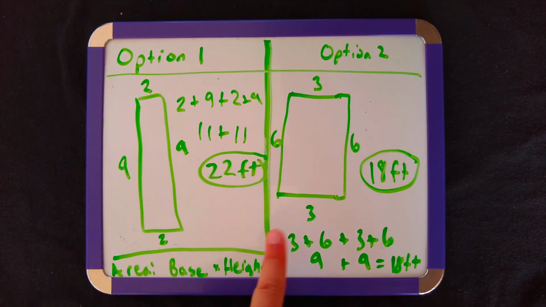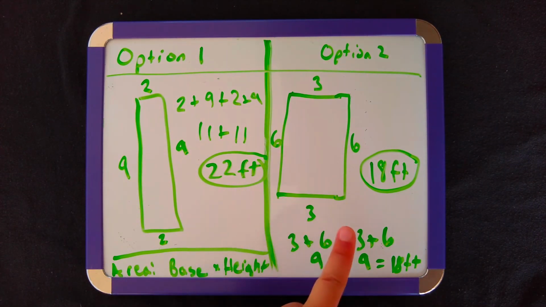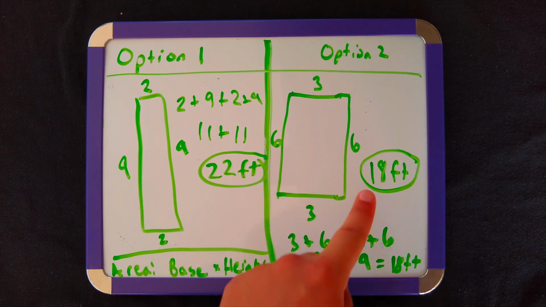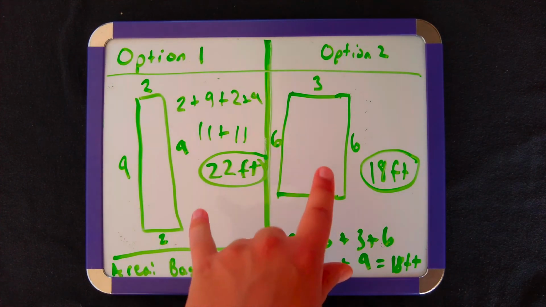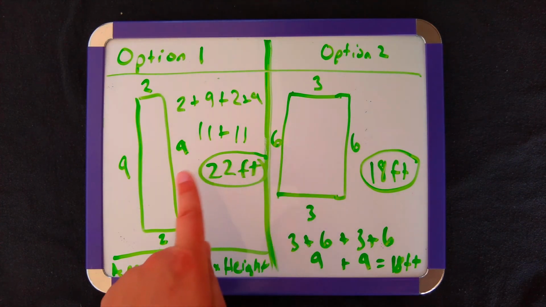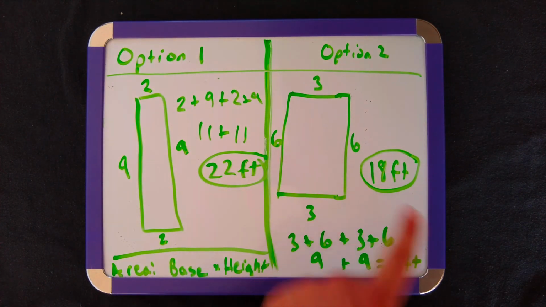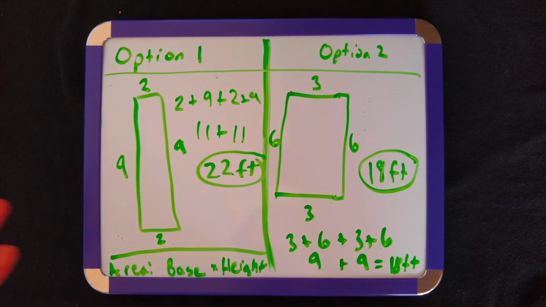Now, which option had the smaller perimeter? You're right, option 2. Now, it's important that even though both of these had the same area, their perimeters were different. Thank you so much for helping me with this problem.